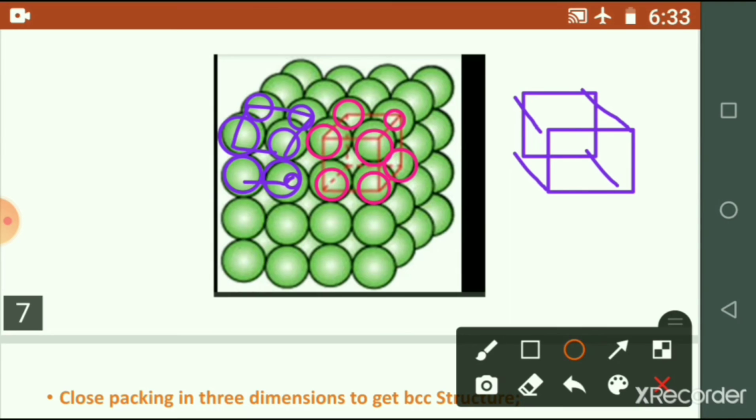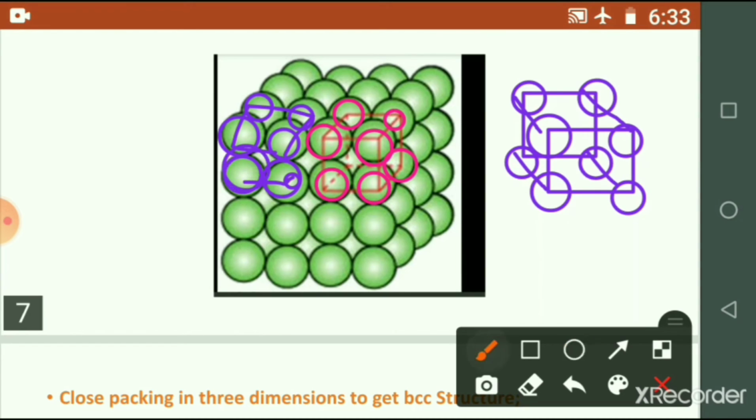Where are the positions of atoms? Exactly at the corners of the cube. At each corner of the cube we observe one particular atom. Looking like this, at every corner we see one atom each, right? Whether this entire atom is belonging to the unit cell? But actually only 1/8 portion of this atom belongs to the unit cell.